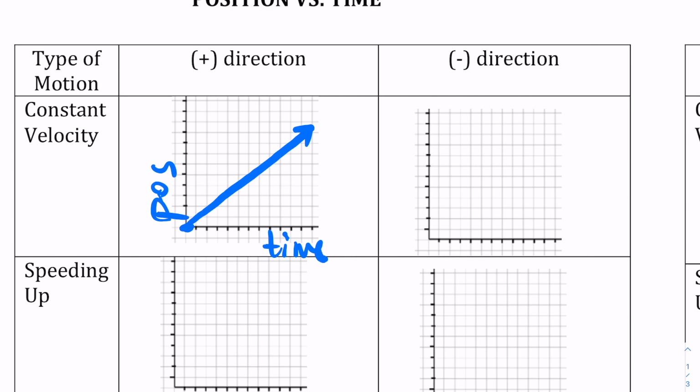If it was moving at constant velocity in the negative direction, then maybe the position is going to start up here. And if it's moving in the negative direction, then the position is approaching 0. And so as time goes on, the shape of the graph would look like that. So this is still time. This is still position.